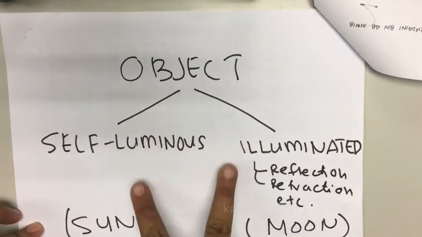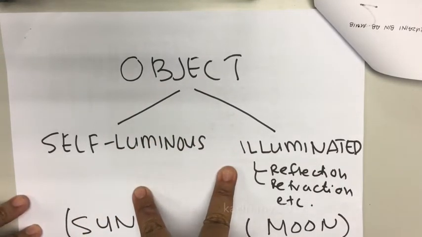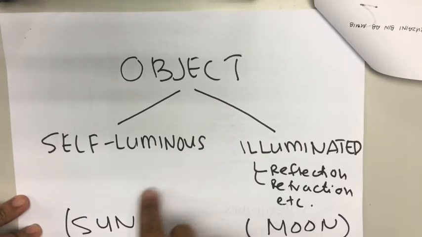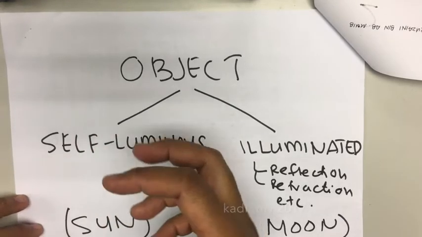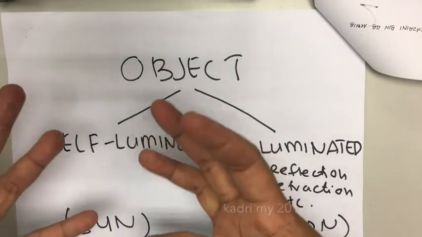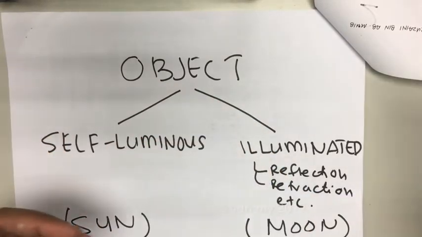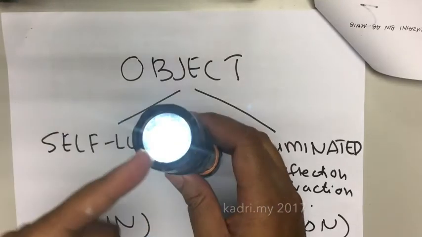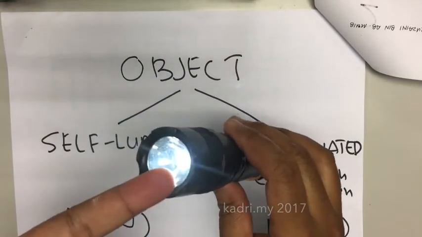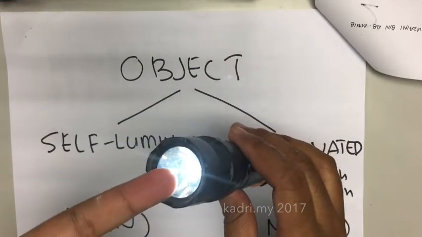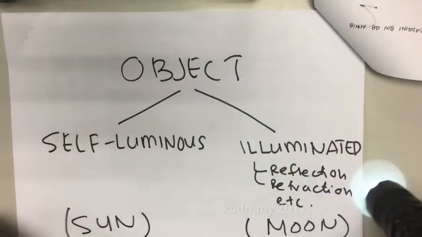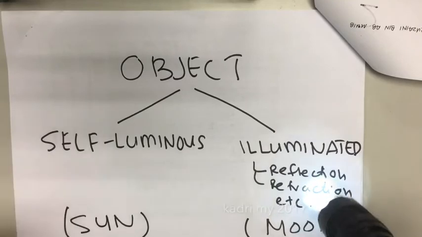So we have two kinds of object. Either we see the objects because they are self-luminous, for example the sun, because the sun emits light itself. And so we see this LED because it emits light. And second is illuminated. That means the object is being illuminated so that we can see it.